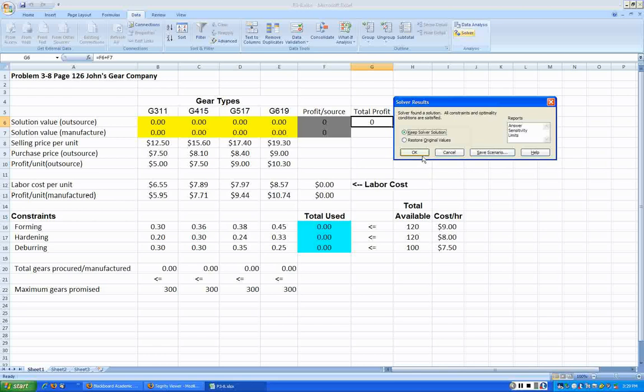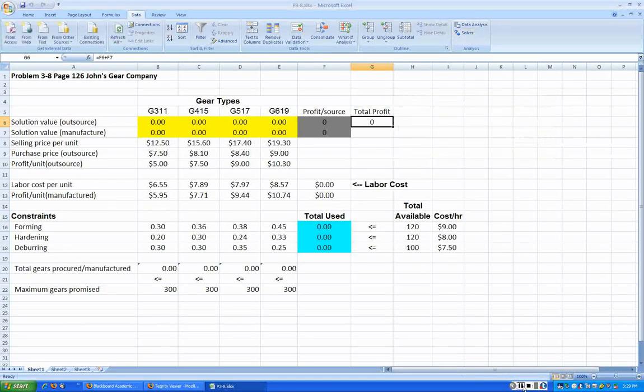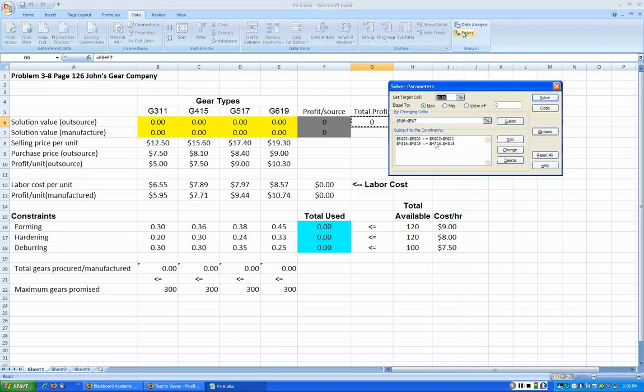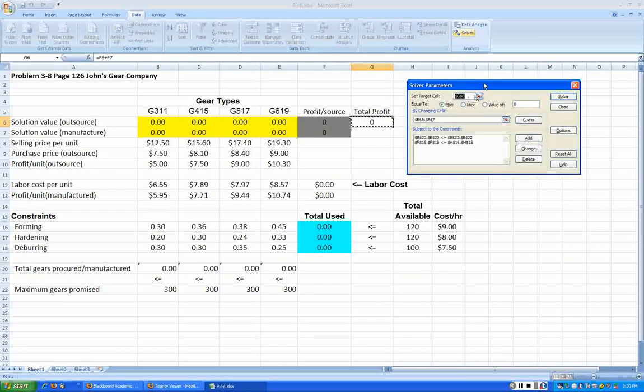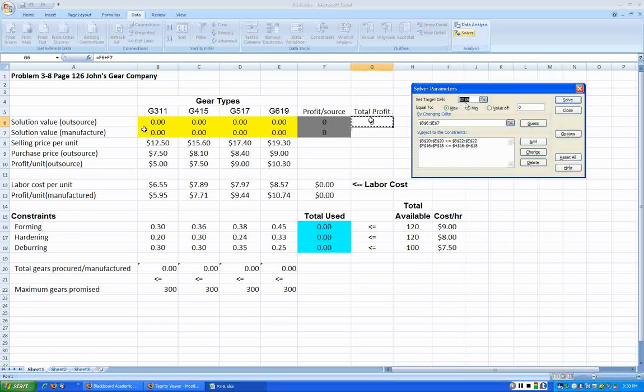Okay, I have made a mistake. Let me fix this mistake here. Let's go ahead and solve the problem. So get the solver. The mistake that I had made before was this was kept blank, and that was not chosen. So I had nothing in the target cell, and I was maximizing, and you saw all zeros at that time. So maximize my profit.